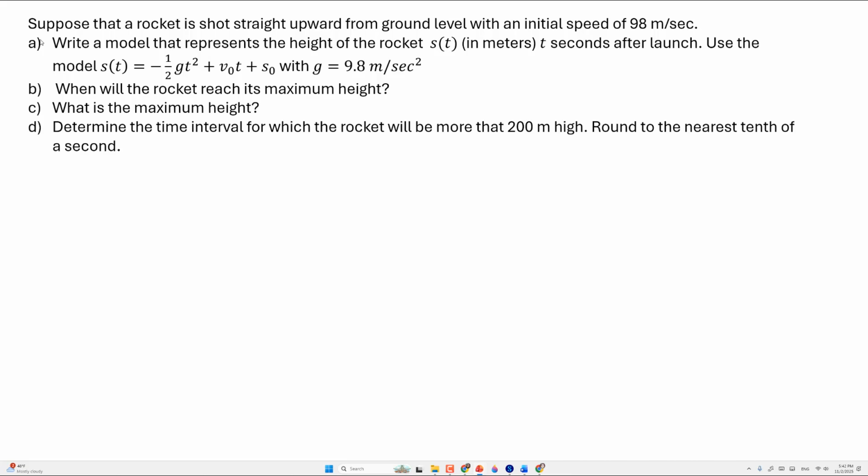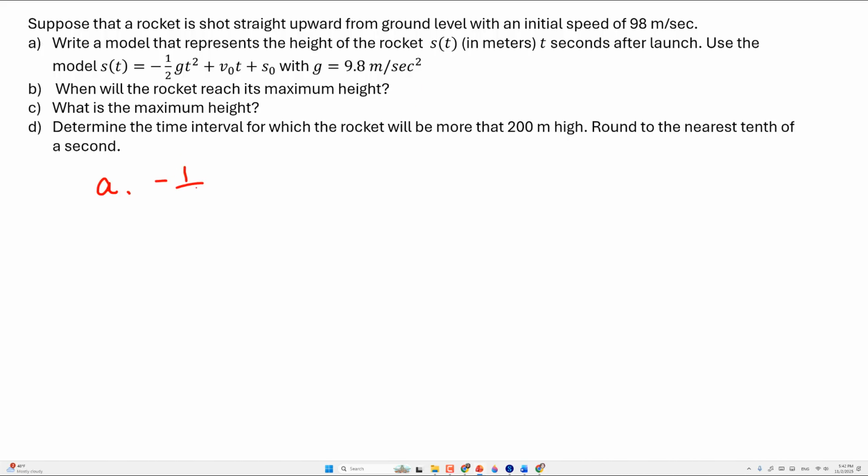So when will the rocket reach its maximum height? This is just like the problem we did before, except the formula is different, but we still get a quadratic function, which is a parabola, which opens down, and so therefore the vertex will have the maximum value of that function. So we're just going to fill in everything into the function and then find the vertex.